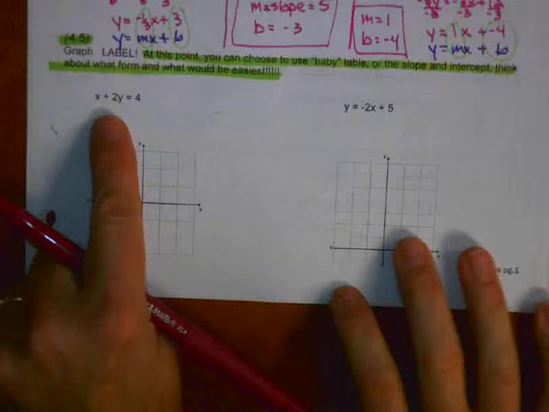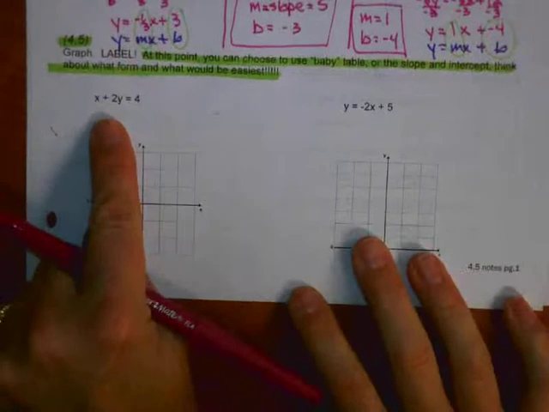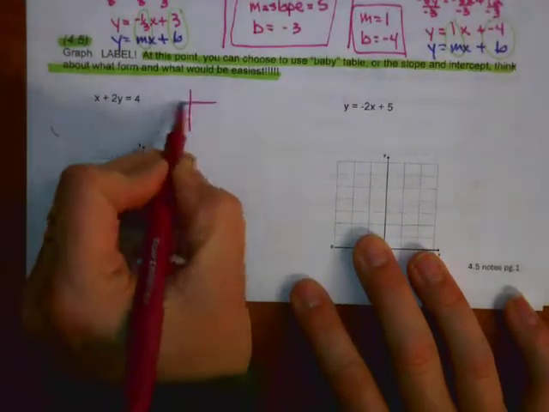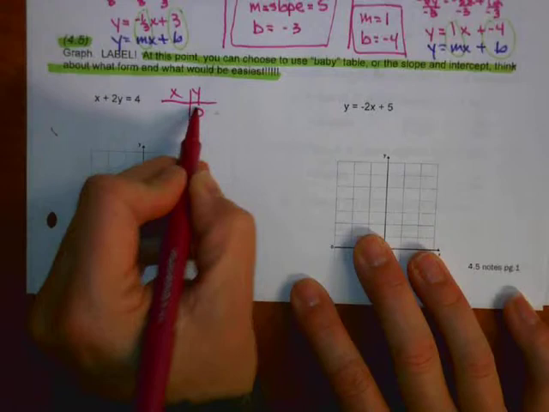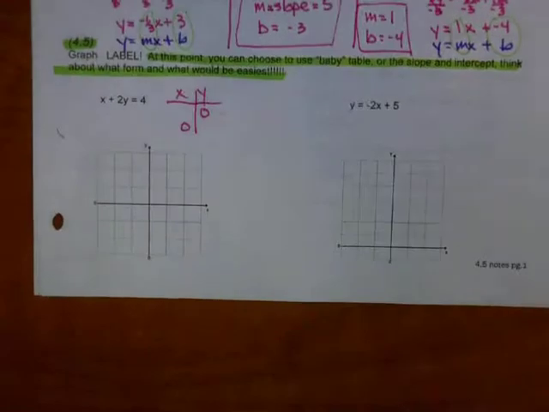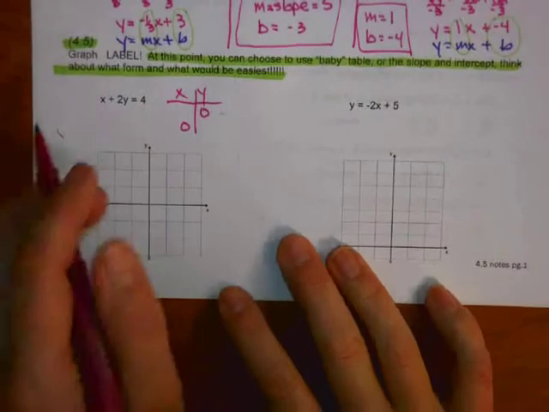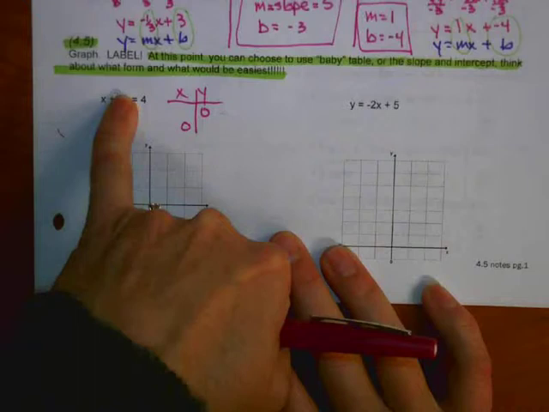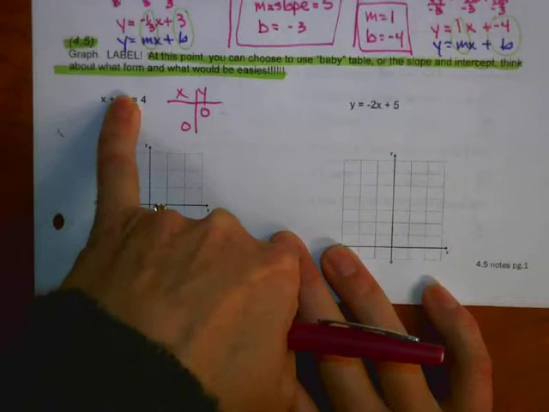Take a look at this one. Is this in y equals mx plus b? No. You could put it there, but I think it's just easier to make a baby table. All you need is 2 points. That's it. Make a baby table. Like in the class, like dollar store hats, like the little visors. That'd be fun. I wish we had time for that.